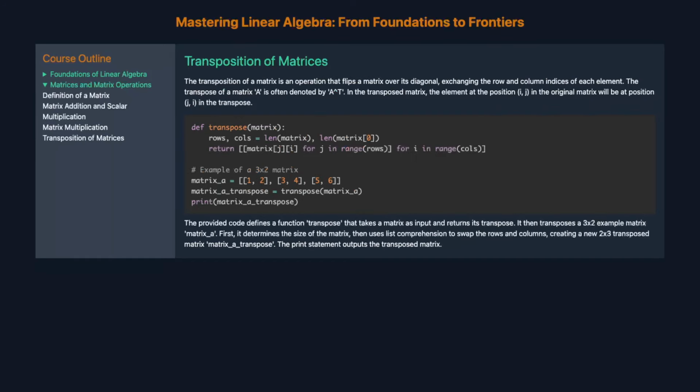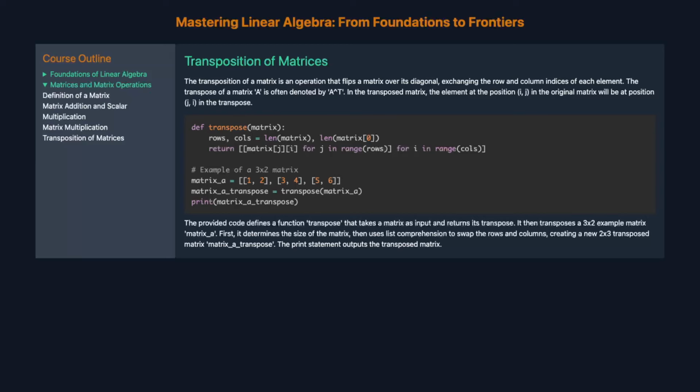Transposition of matrices. The transposition of a matrix is an operation that flips a matrix over its diagonal, exchanging the row and column indices of each element. The transpose of a matrix A is often denoted by A^T. In the transposed matrix, the element at position ij in the original matrix will be at position ji in the transpose.